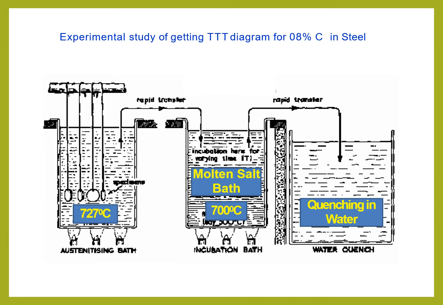How does it convert? Because of this heating and then cooling in different mediums, the steel structure converts from austenite to pearlite, and some of the samples end up in martensite structure. So this is called the experimental setup of the TTT diagram.